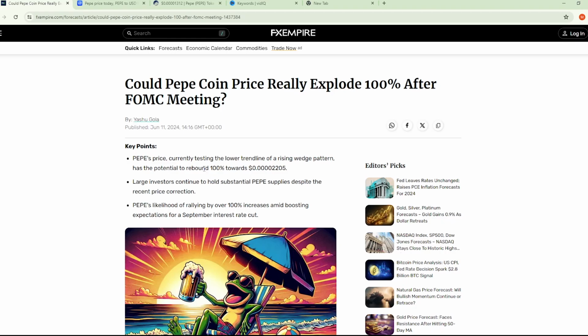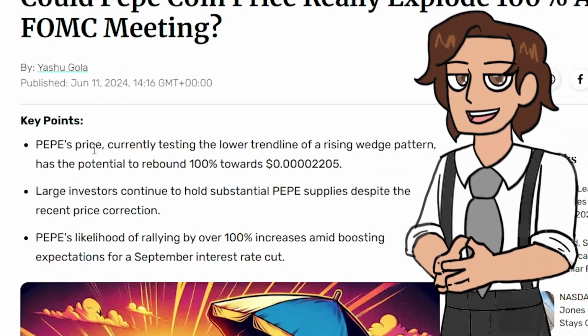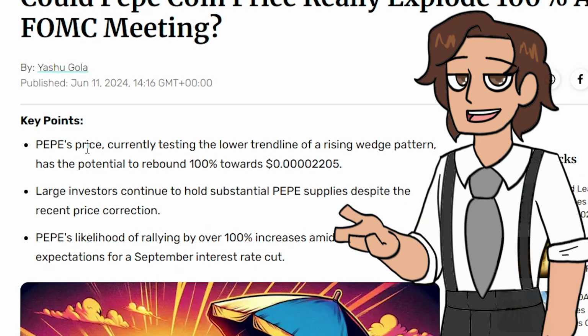Quickly looking at this article here from FX Empire, there's three key points that I want to go over here. The first one being Pepe's price, currently testing the lower trend line of a rising wedge pattern, has the potential to rebound 100% towards the 4022 territory. That sounds pretty bullish.